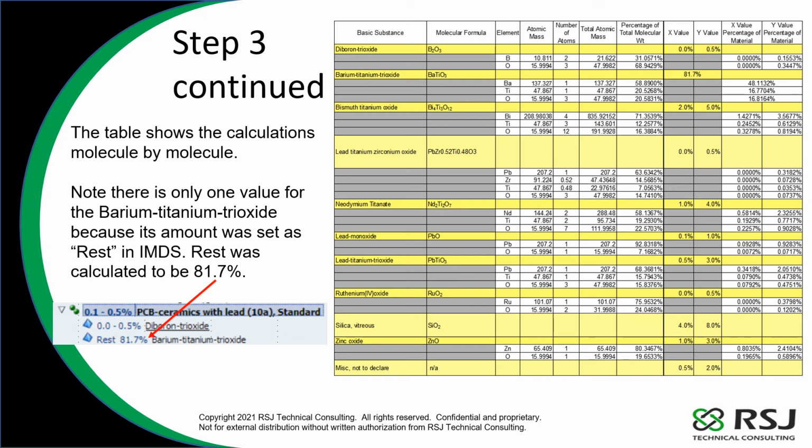It's so much simpler. And if you have something that's measured as rest in IMDS, then of course there is no X and Y, there's just one number, or the X and the Y are the same, however you want to look at it.